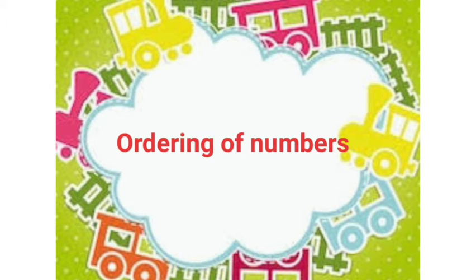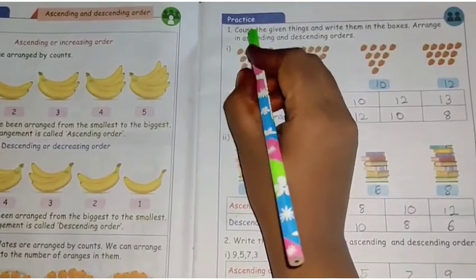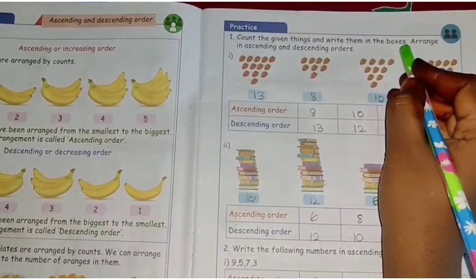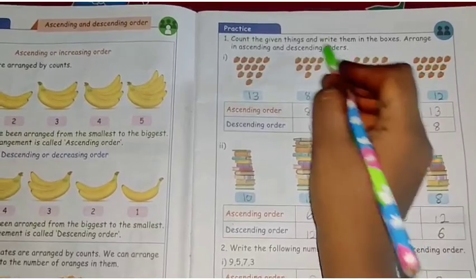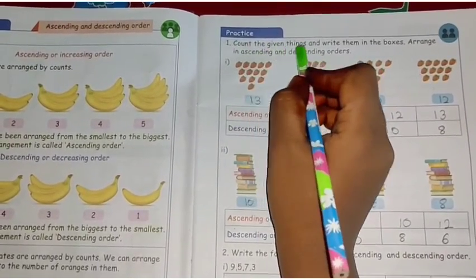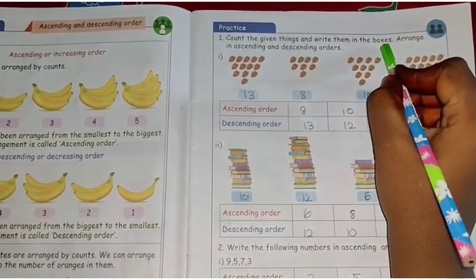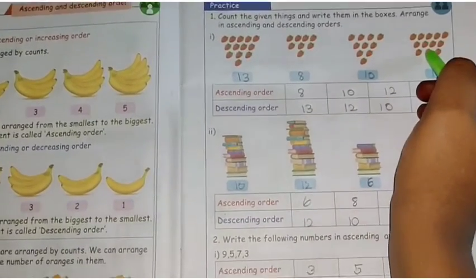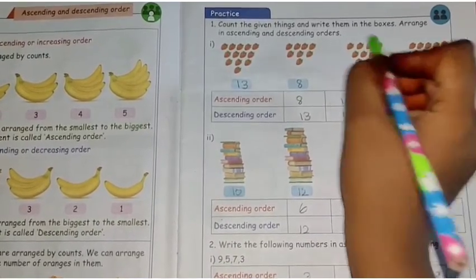Next, we are going to see about ordering of numbers. We will move on to our book exercise. Look at your first sum. Count the given things and write them in the boxes. Arrange in ascending and descending orders. First, we want to count the number of pictures and after that we want to write the answers in the box. Okay? Look here.